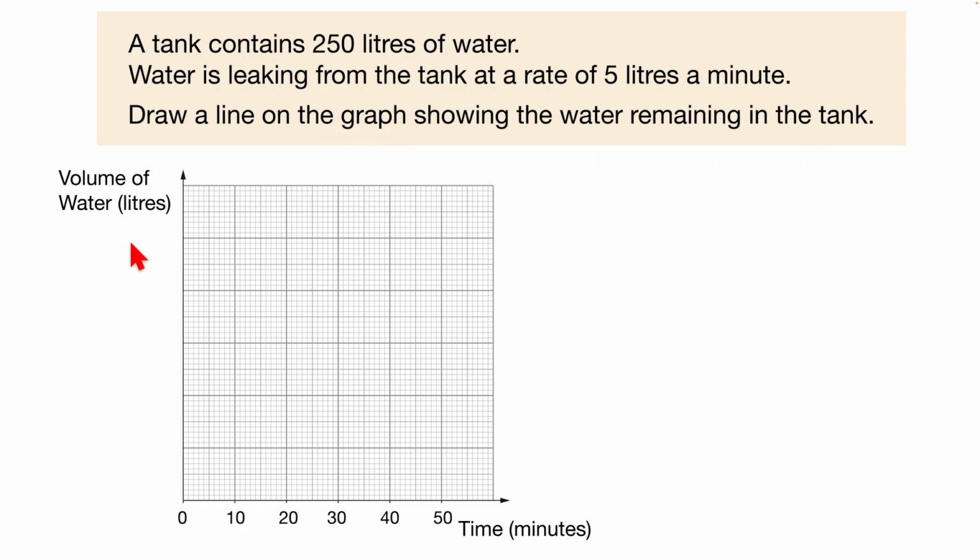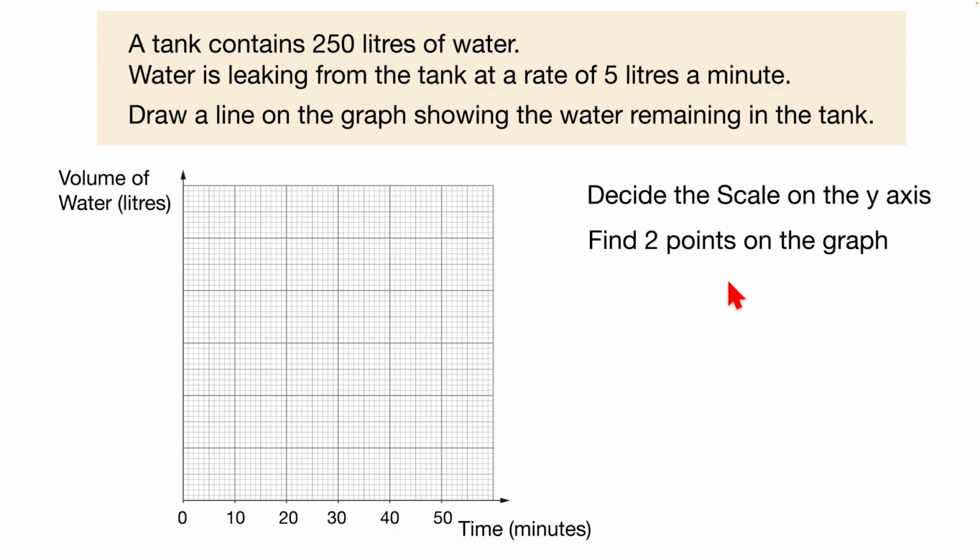Right, well there's two things that need to be done. First of all, there's no scale here, so we need to decide on the scale of the y-axis. And then we need 2 points on the graph. We need 2 points which are going to be part of this line. And if you've got 2 points, then you can draw any line. And we know it's a straight line because it's losing the same quantity of water every minute.